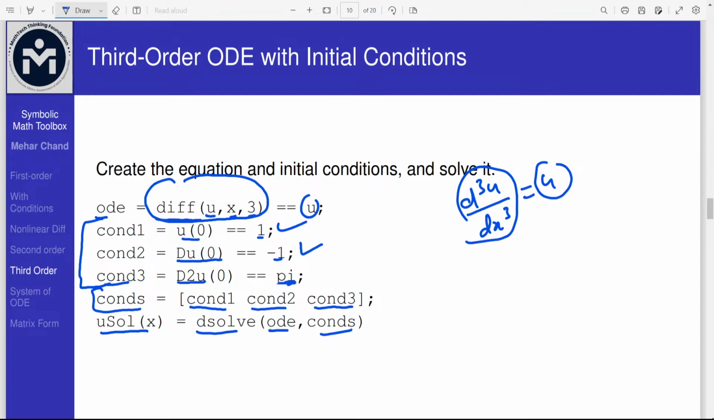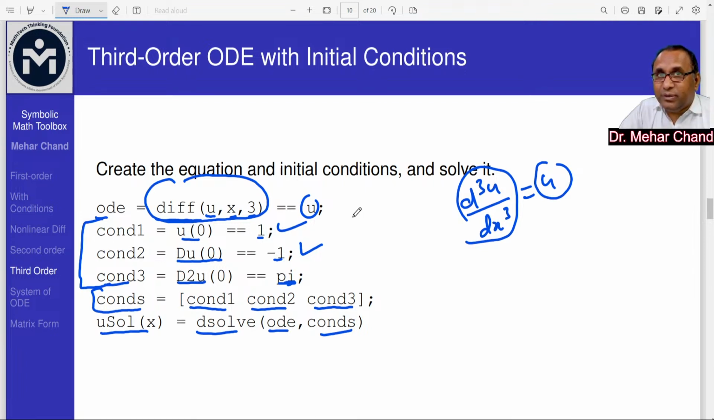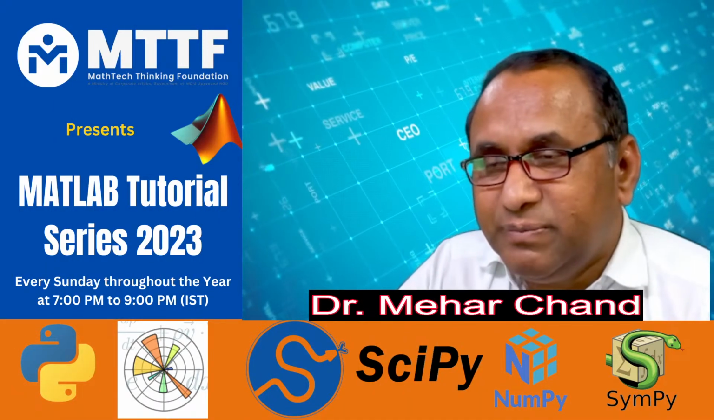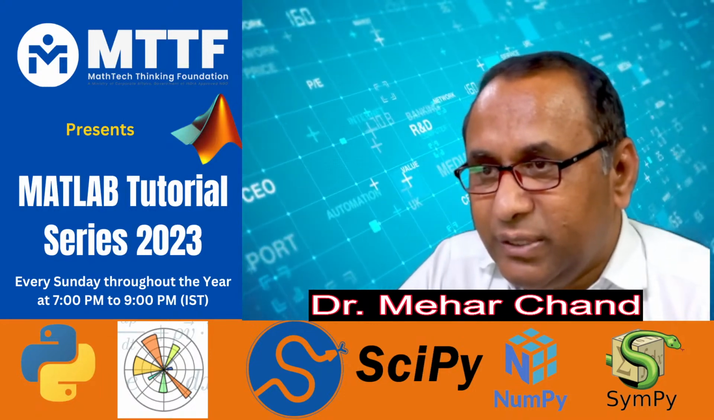Someone is asking about the script file: for some parts we have space and for some no space. Does this matter? No, it doesn't matter. It depends on you. You can give space, or if you want to, you can leave it out, because in MATLAB a space doesn't matter. You can use it according to your choice.